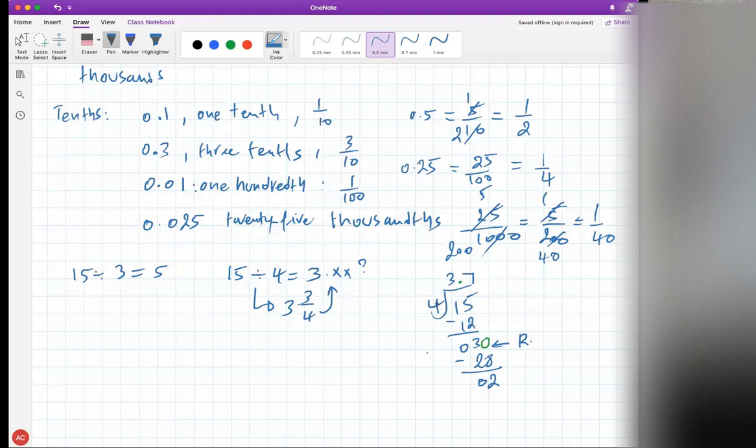So again, 4 does not go into 2. So what do we do? You put another 0 on the remainder to make it bigger. Now we can do 4 into 20, which is 5 times. 5 times 4 is 20, minus, and you get 0. So this is the exact value here.